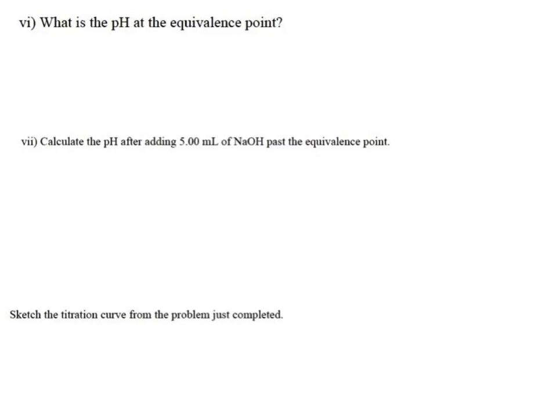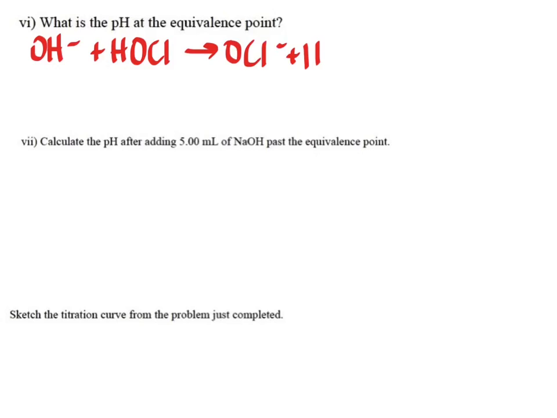VI. What is the pH at equivalence point? Yeah, 7. Okay, so here's what we're going to do. At equivalence point, we have OH minus plus HOCl gives me OCl minus and water. Our hydroxide concentration at equivalence point is 0.0084, which is the same as HOCl.